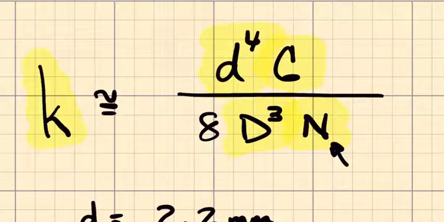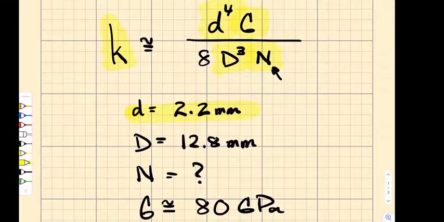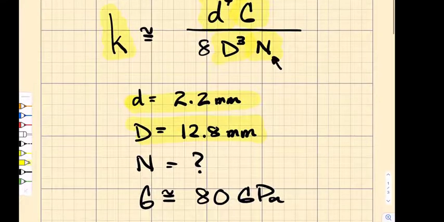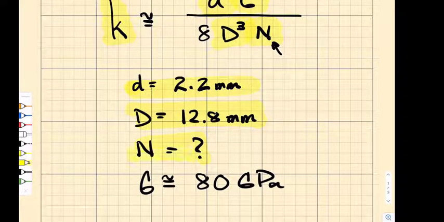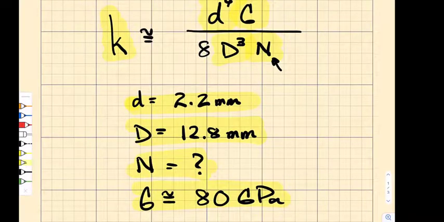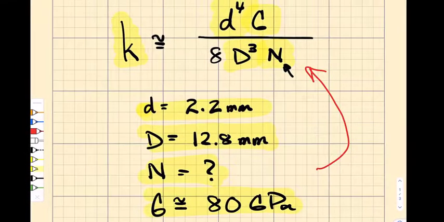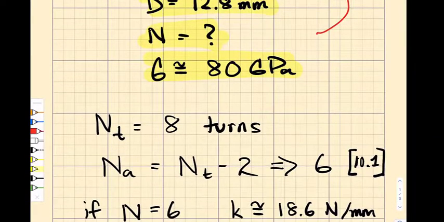But in this case, we're going to use a wire diameter of 2.2 millimeters, a coil diameter of 12.8 millimeters, and we'll look at 2 different values for the number of coils in the coil spring. We will also use a shear modulus of 80 gigapascals. We plug those things into the Castigliano's estimation and calculate the spring stiffness, which we will then compare to the finite element model.